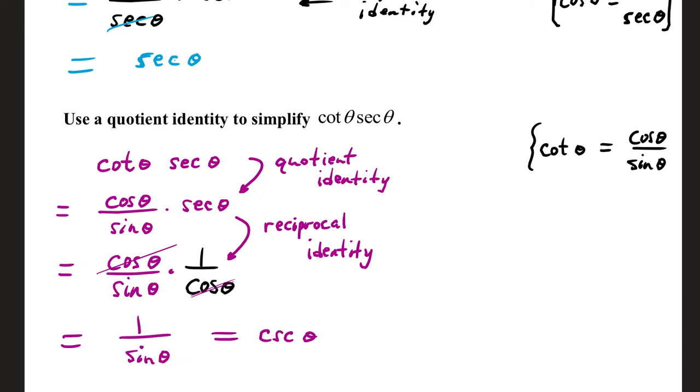Use a quotient identity to simplify cotangent theta times secant theta. From the quotient identities, you guys told me that cotangent theta was equal to cosine over sine, and that's accurate. So we can trade out cotangent theta for cosine theta over sine theta. Secant theta by its reciprocal is 1 over cosine, and that will lead to a cancellation. If we cancel a cosine theta from top and bottom, that reduces down to 1 over sine theta, and its reciprocal is cosecant theta. So that gave us quite a bit of a reduction.